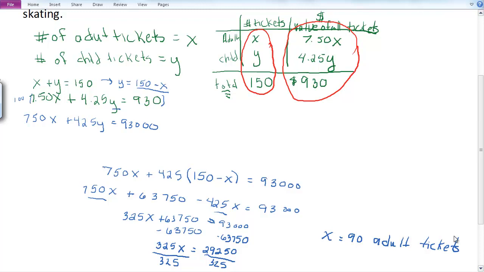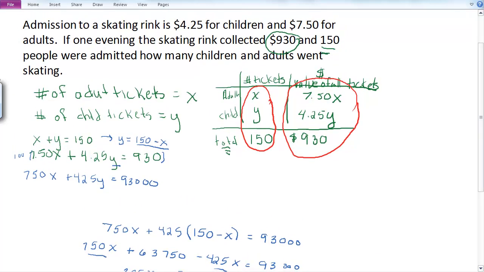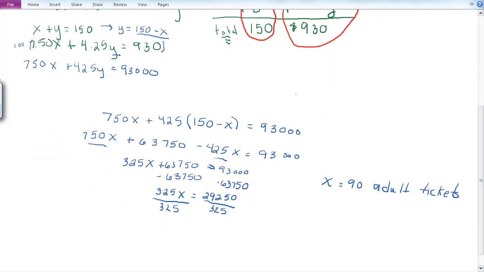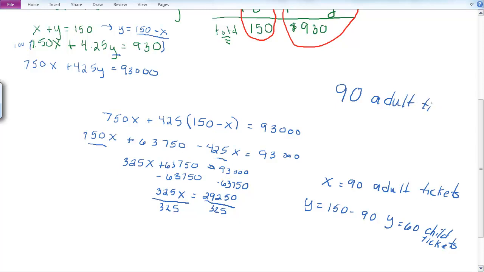Now, in the original problem, they asked us not only for adult tickets, but also for how many children. So I simply take the answer of 90, take it back to one of the equations. So in my case, I'll probably take it back up here to y equals 150 minus x, and say, okay, y is equal to 150 minus the x of 90. So y is equal to 60 child tickets. So our final answer, we want to make sure that we've always answered the question that's been asked, is we have 90 adult tickets and we have 60 child tickets. And there we go.